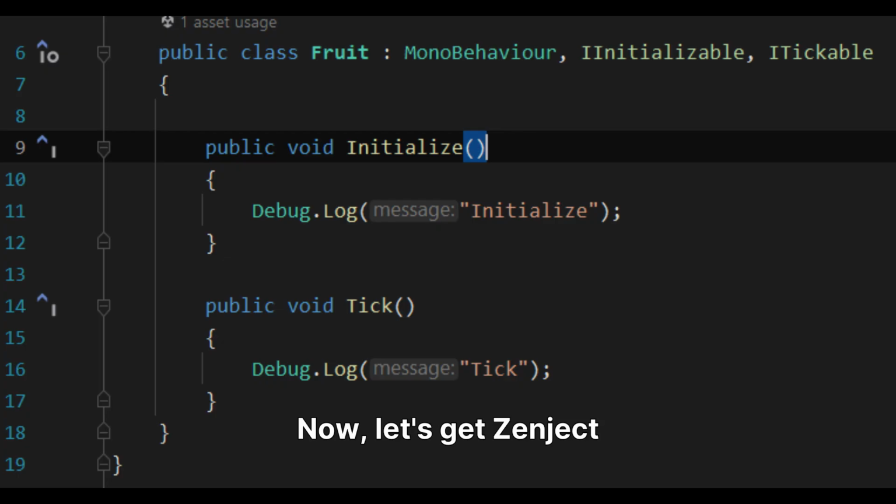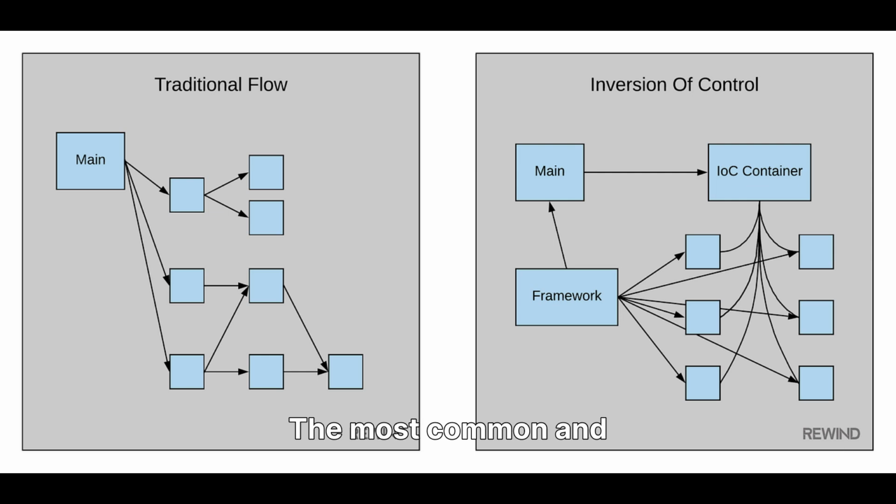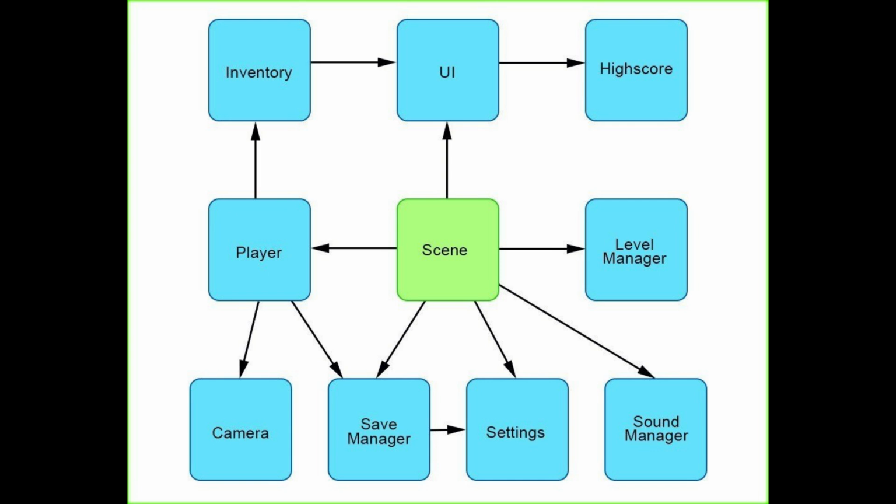Now, let's get Zenject set up in your Unity project. The most common and beginner-friendly method is to download the Zenject.vX.X Unity package from the GitHub releases page. Alternatively, you can install it from the Unity Asset Store, though it might be slightly out of date.